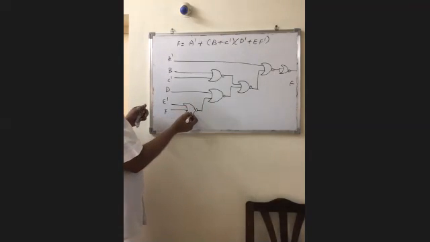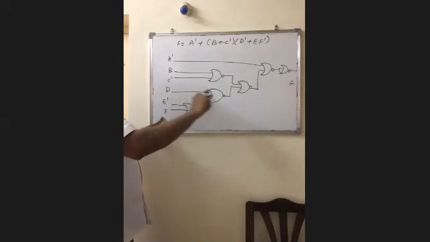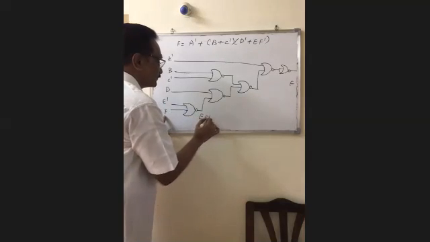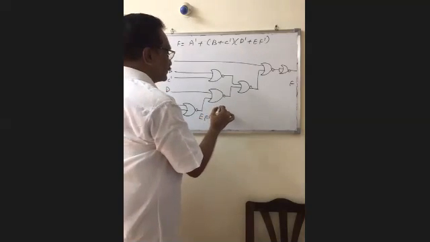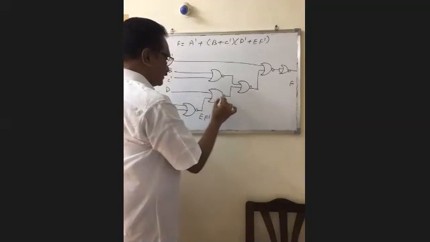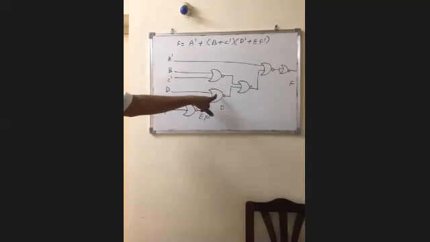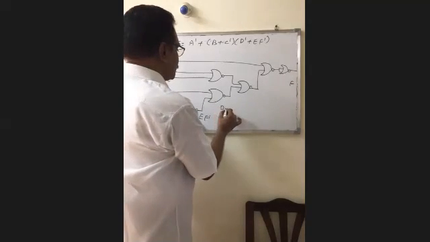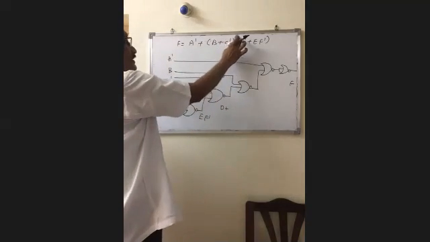So for this one, it can be written as E dash plus F whole dash. So it can be written as E into F dash. So for this one, right here, what is the output of this NOR gate? Sorry, in the given expression, it is a D dash.